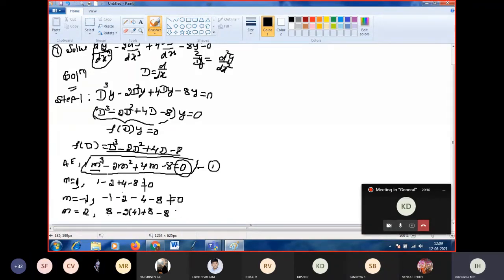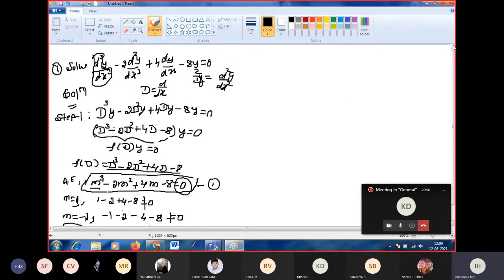I got 2 cube as 8 minus 2 into 2 square is 4, plus 4 twos are 8, minus 8 equal to 0. We got that, correct? So for what value of m we got the auxiliary equation as 0, that is what we are finding. So now we got m equal to 2 as one root. These are the important steps you have to follow.